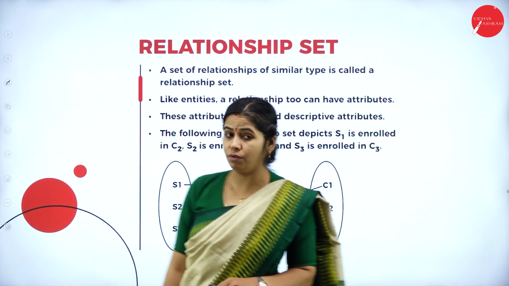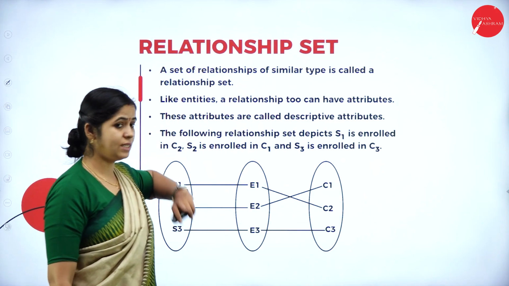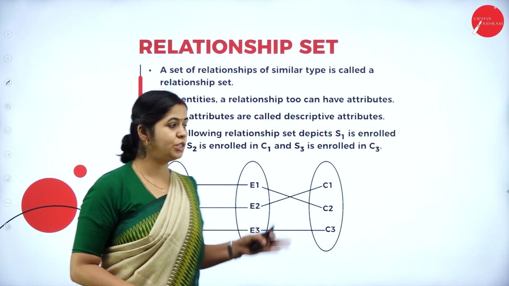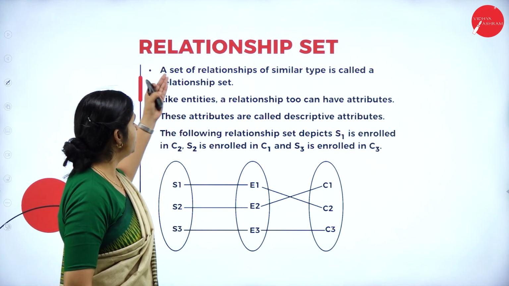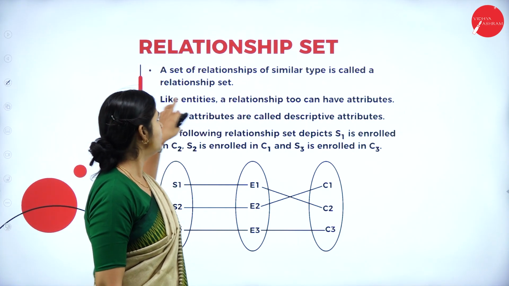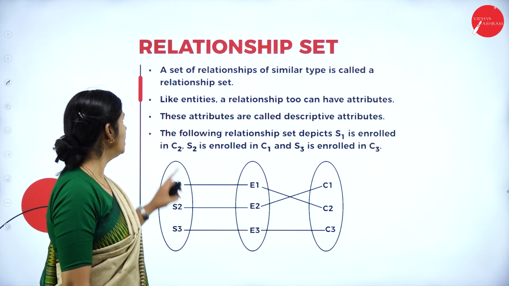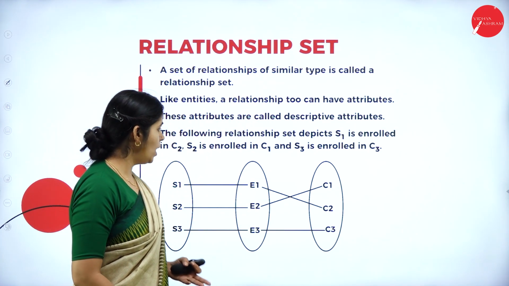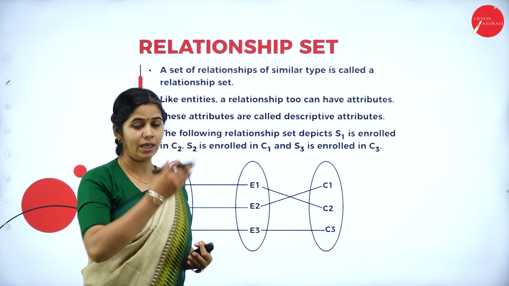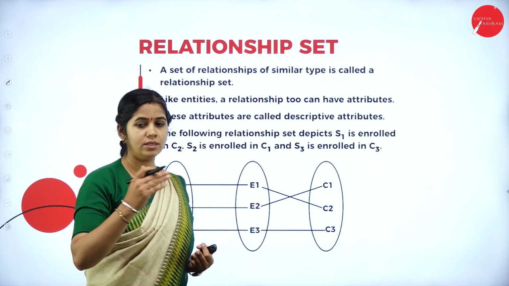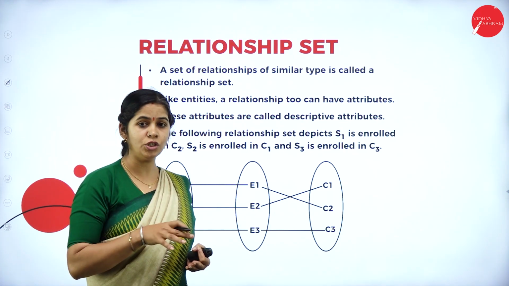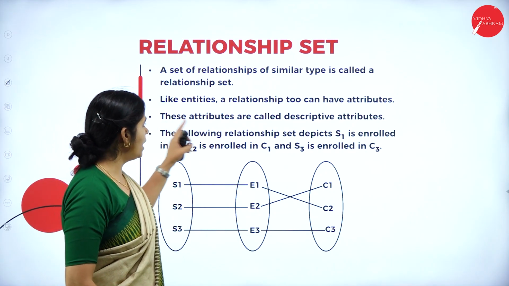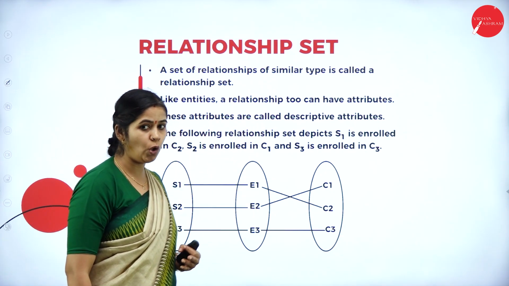Okay. Next what we have is relationship set. Set is nothing but the values that are providing the relationship. A set of relationships of the similar type is called a relationship set. Like entities, a relationship too can have an attribute. Entity will have attributes like entity name, entity address, and so on. Like that, a relationship also has attributes.